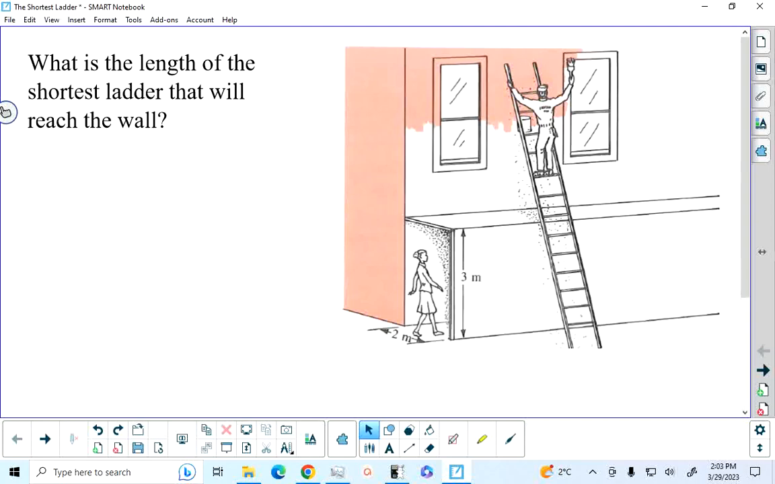What you have is a 3 by 2 meter corridor that pedestrians are going to be able to walk through, and the wall is being painted, and we have a ladder which goes from the street below up to the wall. The question is, what is the length of the shortest ladder that's going to reach the wall?